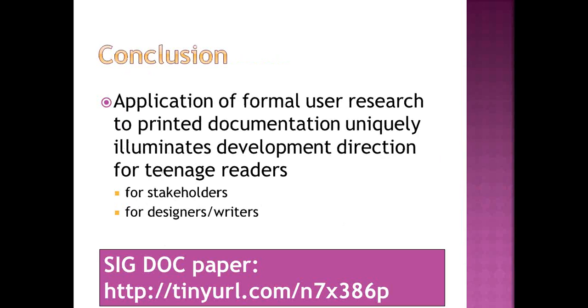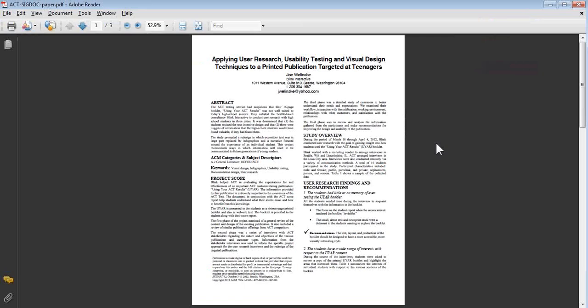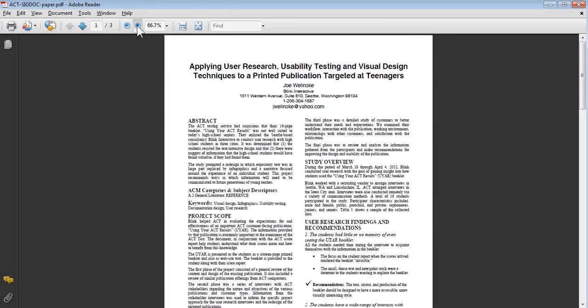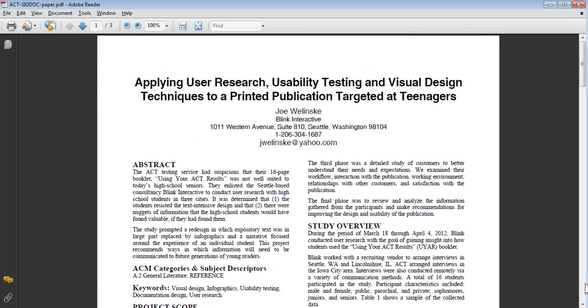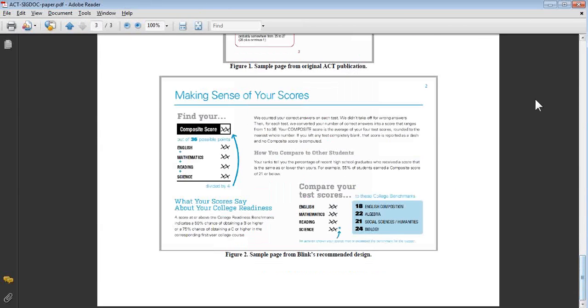So that kind of brings me to the end of this little tour of this publication. And at this point, I want to mention that I presented this as a paper at the annual SIGDOC conference, and that paper is available at that link there, and I'll make sure that Cindy gets these slides so that you have that information available. It essentially goes through all the details of the study with recommendations and things like that.